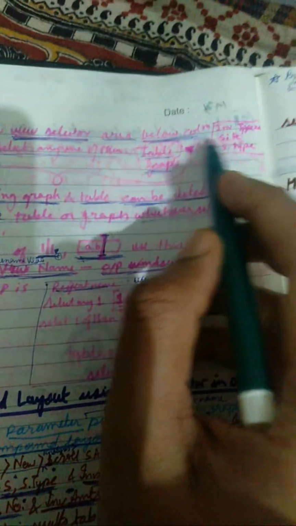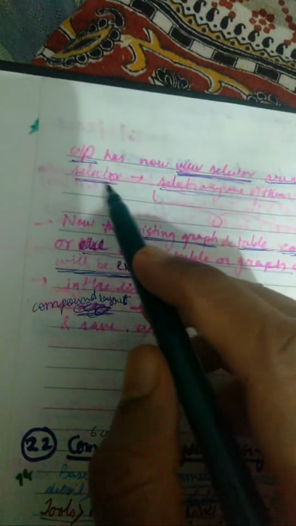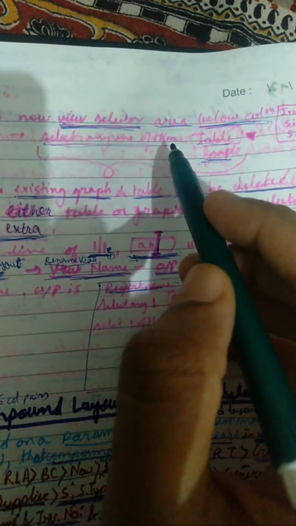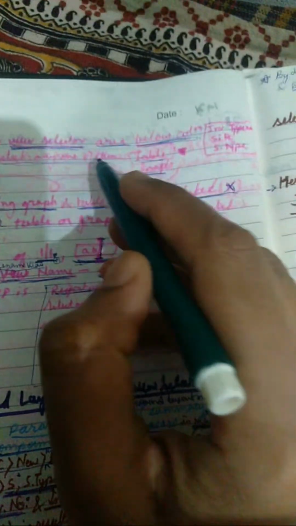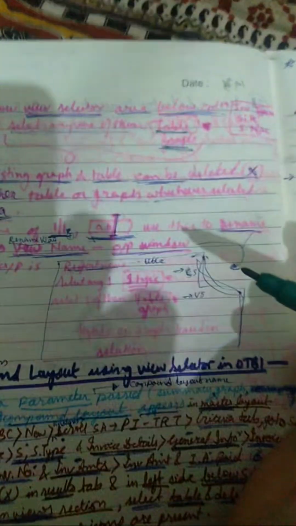Okay, now this is done. So this is how it looks now. Output will have a view selector area below the column selector. Column selector will have invoice type name, site and site type, and a view selector will be like select any one of them. I have given a caption there, select any one of them, and I selected only two views here, table and graph. Okay, so how does my output look, we'll see.